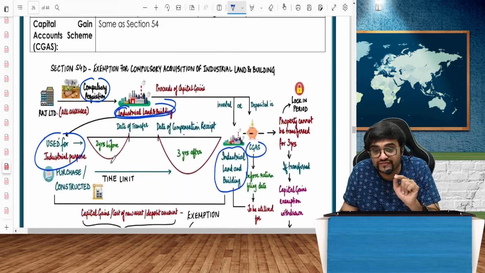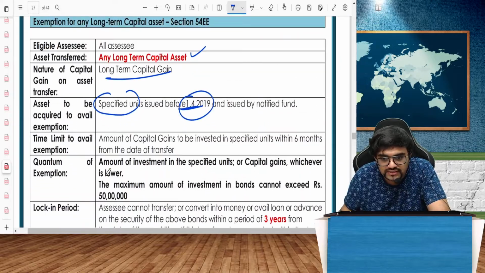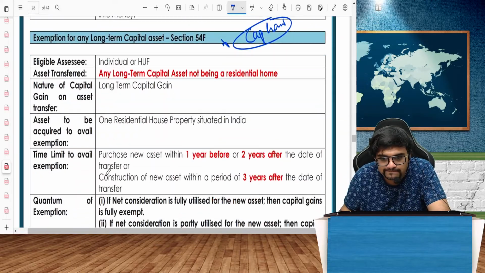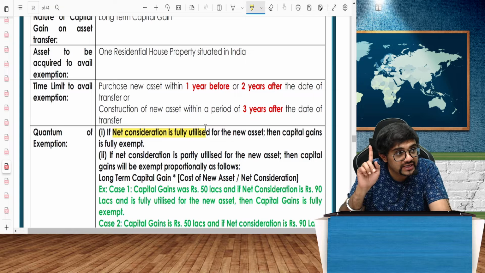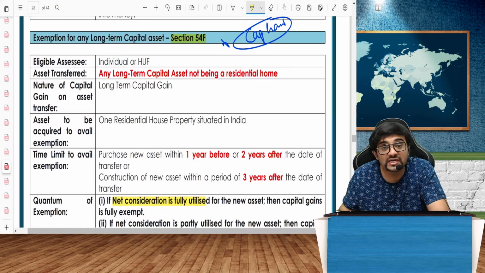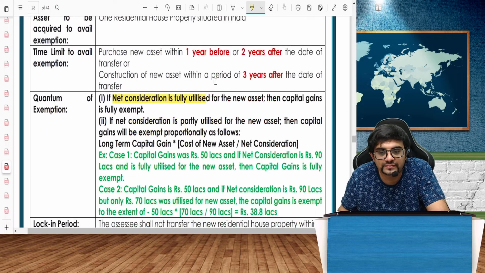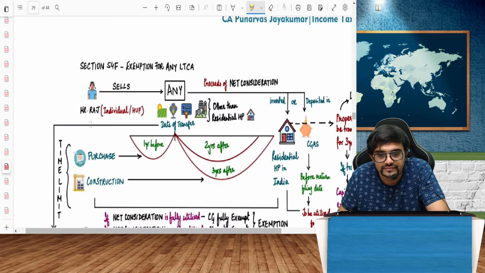Here in 54F, it is different, guys. Here, net consideration must be utilized, not capital gain, net consideration. Most important, 54F. Net consideration must be utilized. So see here, 54F, deadly.